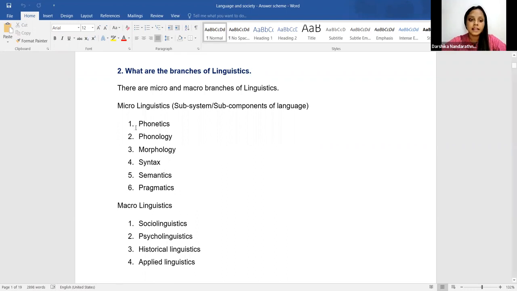Then you can write these 6 sub areas under microlinguistics: phonetics, phonology, morphology, syntax, semantics, and pragmatics. Okay, then under macrolinguistics, there are 4 sub-components as sociolinguistics, psycholinguistics, historical linguistics, and applied linguistics, like that. Okay.